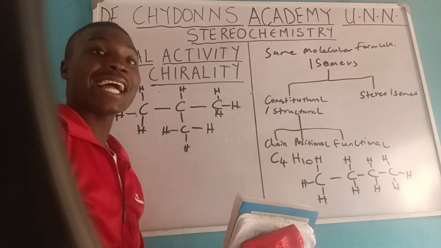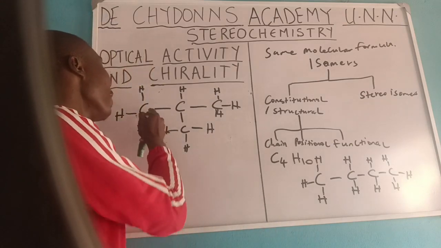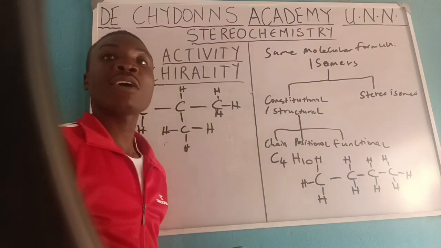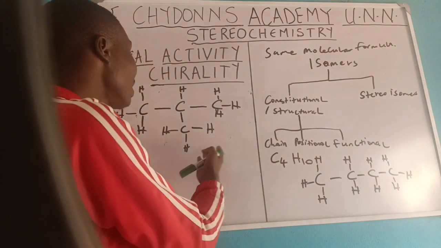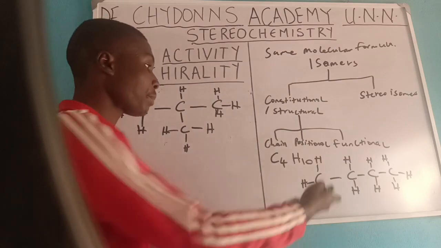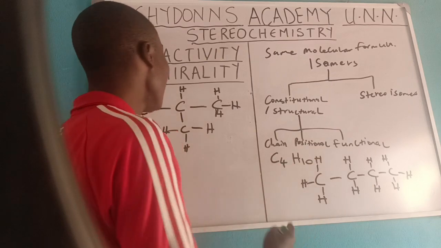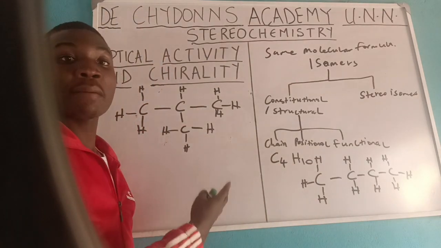So we have 10 hydrogen, and how many carbons do we have? We have 1, 2, 3, 4. So it also has the same molecular formula, but what's the difference? The structure of the carbon chain. Here we have a straight chain carbon of butane, and then we are having here a branch chain carbon arrangement.